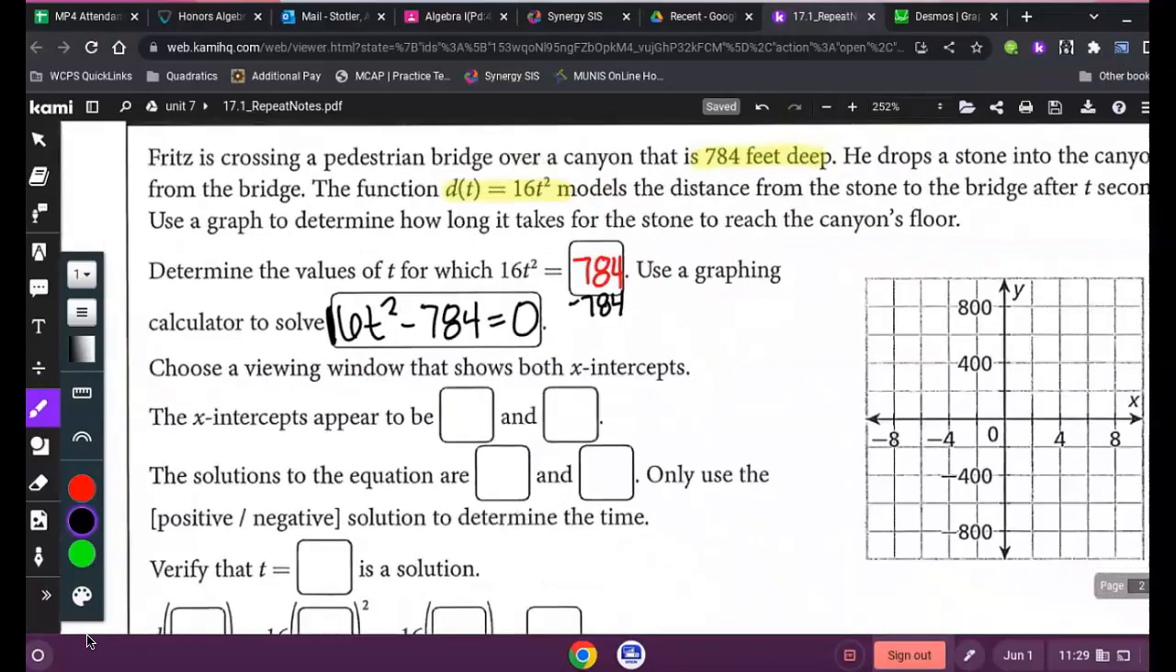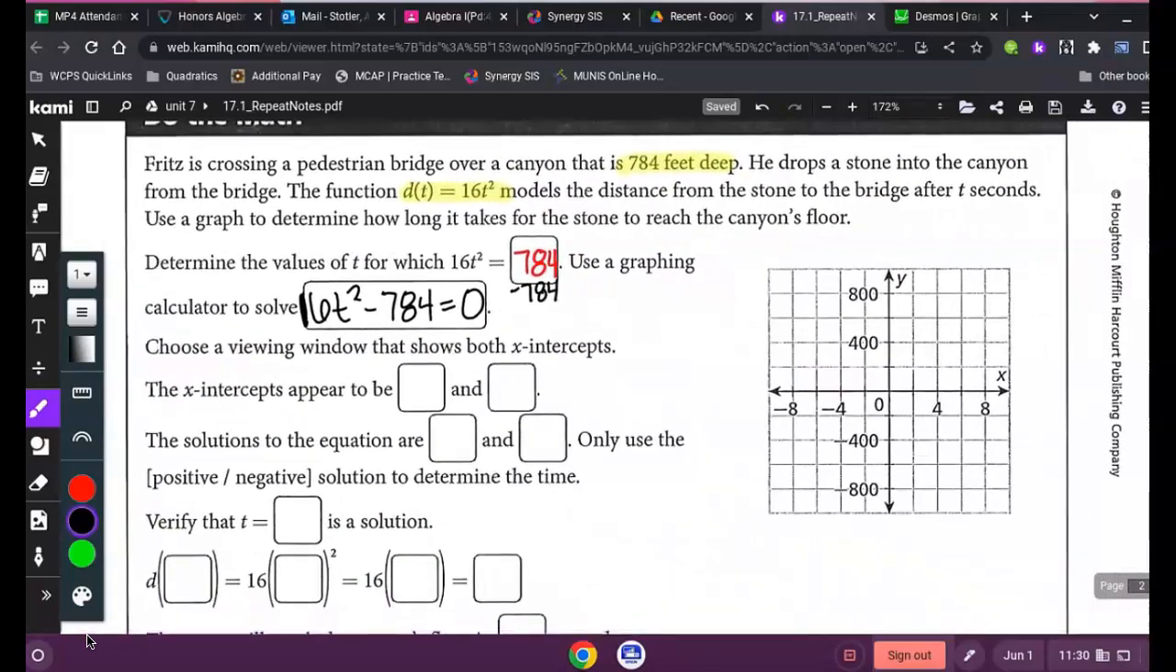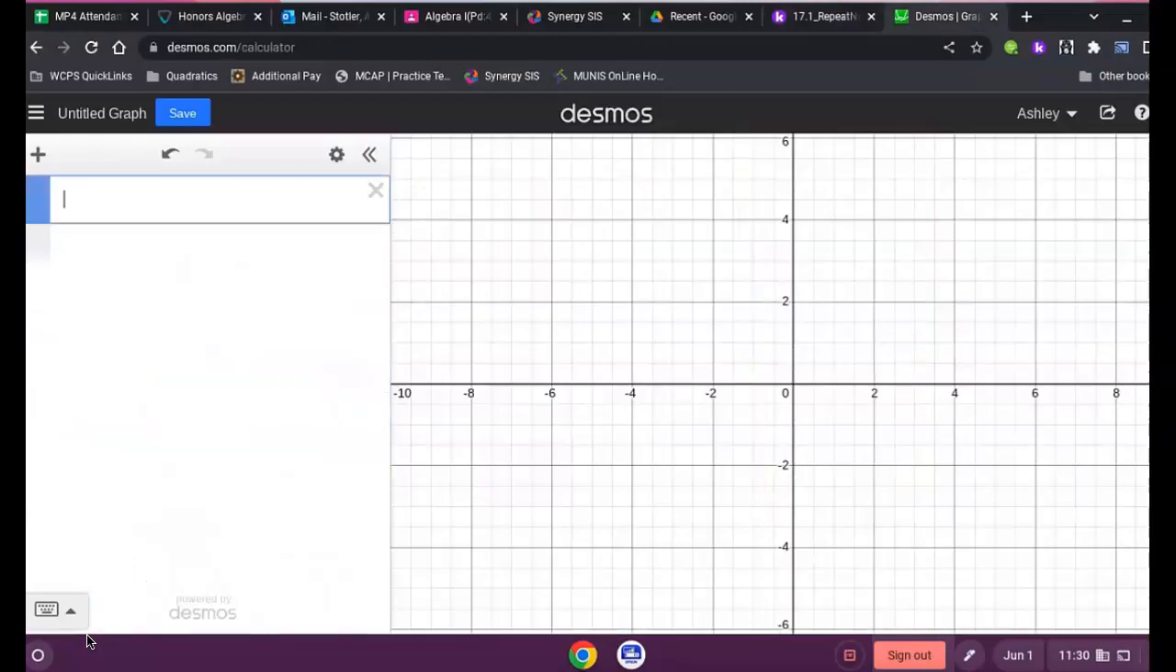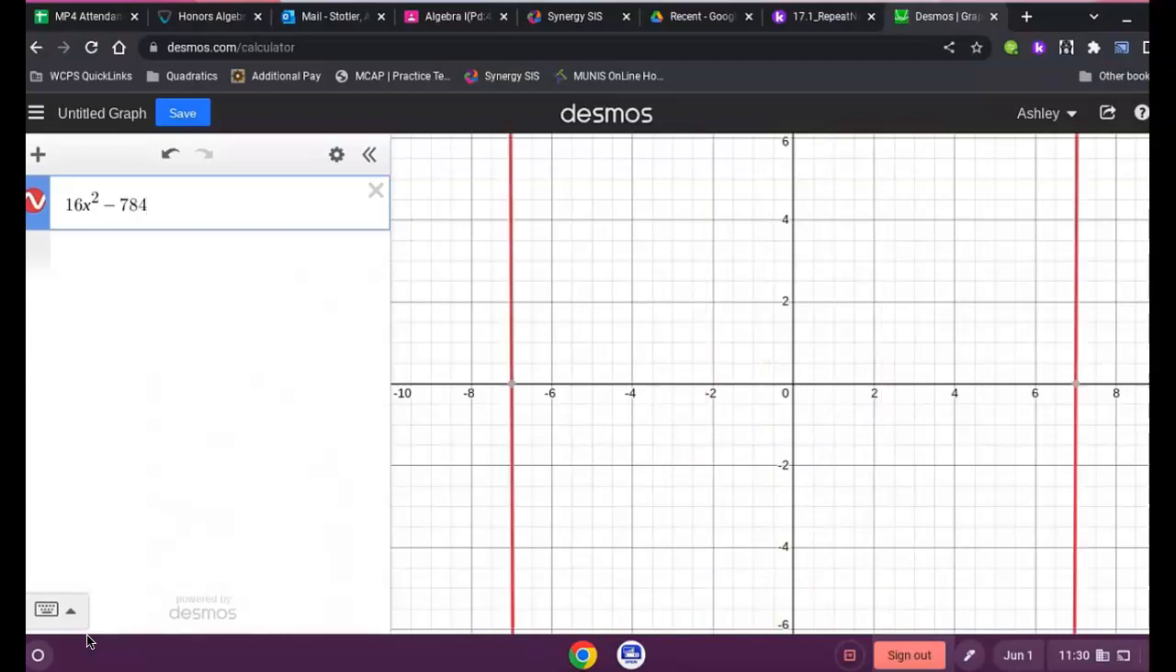So choose a viewing window that shows both x-intercepts. So I'm going to come over here. I'm going to erase all this. We've got 16, and instead of t, I'm just going to type x into Desmos because Desmos likes x better than t, minus 784, and then I click on the x-intercepts.